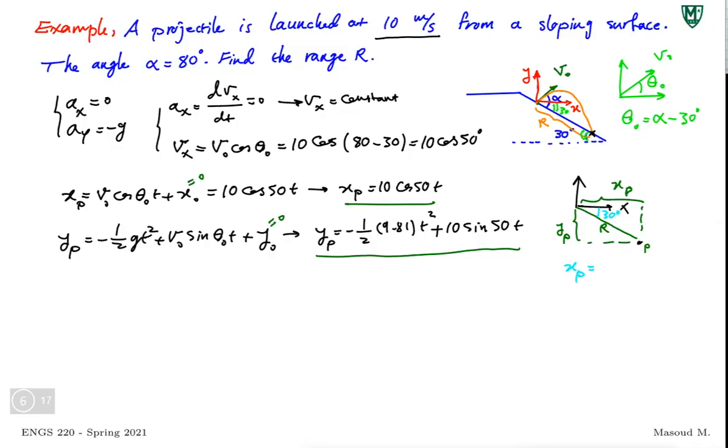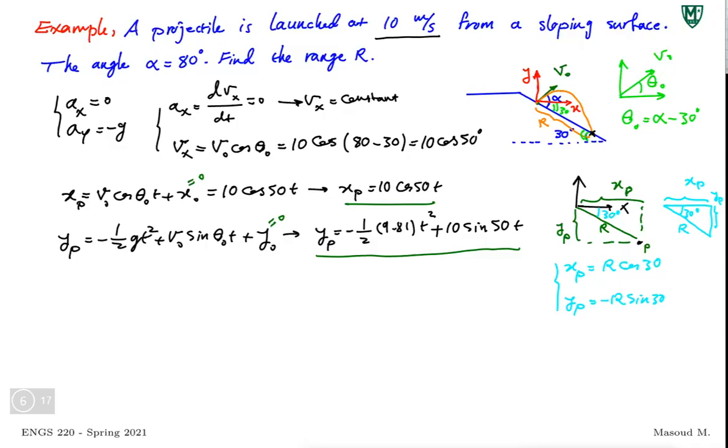So XP would be R cosine 30 degrees, and YP would be minus R sine 30 degrees. Hopefully everybody sees that. If this is my triangle right there, and this is 30 degrees, this is XP, this is YP, and this is R. So I write XP and YP as a function of R.